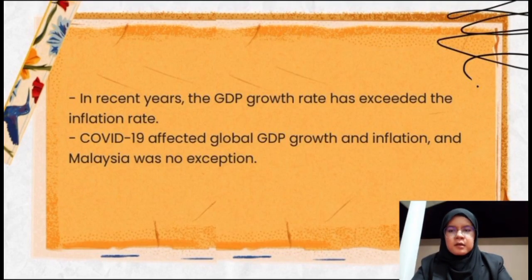Thank you, Miss Fatihah. Now I will proceed with the presentation. In recent years, the gross domestic product growth rate has exceeded the inflation rate due to expansionary economics and favorable investments. What is expansionary economics? Expansionary policy is used to control high unemployment during a recession. COVID-19 affected the global gross domestic product growth and inflation, and Malaysia was no exception.